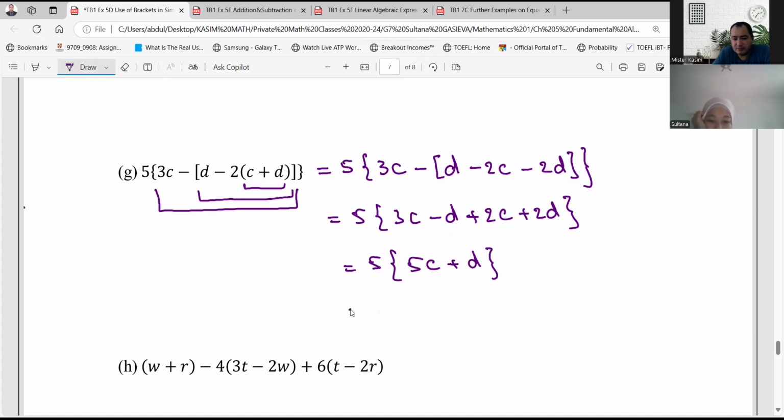Yeah. And the last step is we have only one pair left here. 5 times 5C is 25C, plus 5 times D is 5D. So that means that this expression is equivalent to this one, 25C plus 5D. So it is simple, right, and easy to use. That's our purpose, how to convert one complicated expression or equation into a simpler one. That's called solving expressions or solving equations.